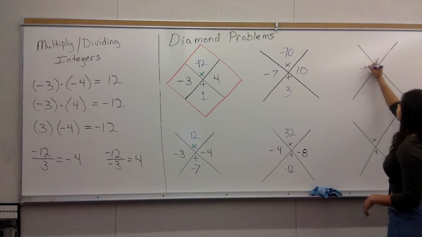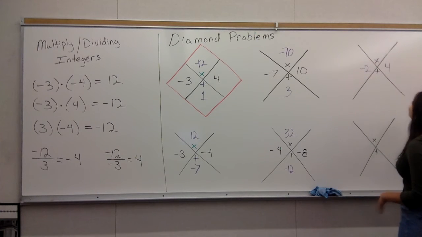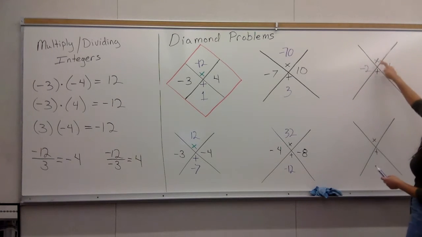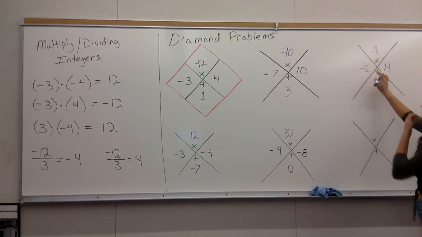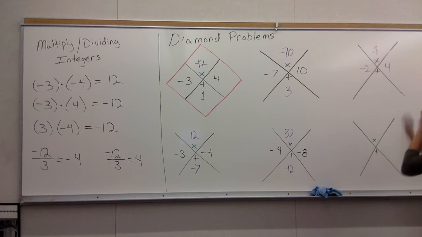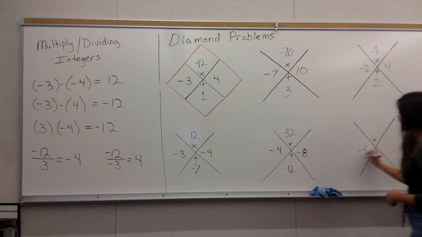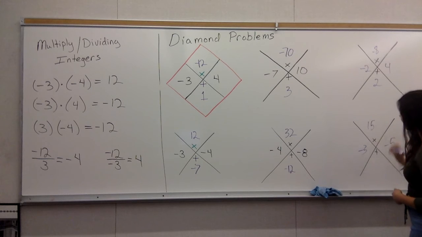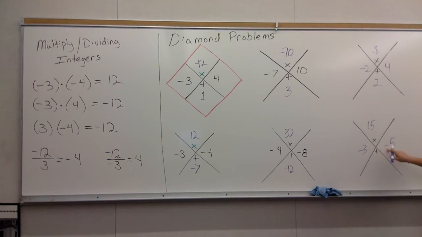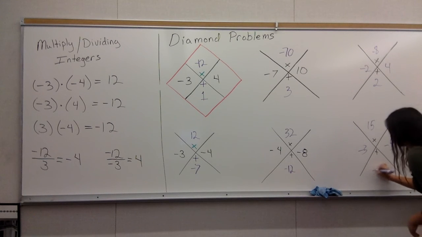I'm going to choose -2 and 4. -2 times 4 is -8. -2 plus 4 is 2. And now down here, I'm going to choose two negative numbers. I'm going to choose -3 and -5. Negative times a negative equals a positive. It's going to give us 15. And negative 3 plus negative 5 gives us negative 8.